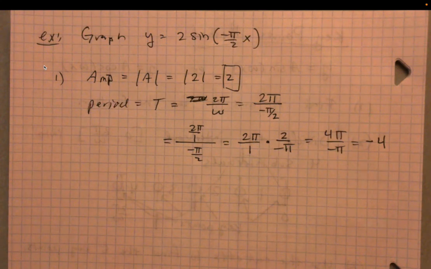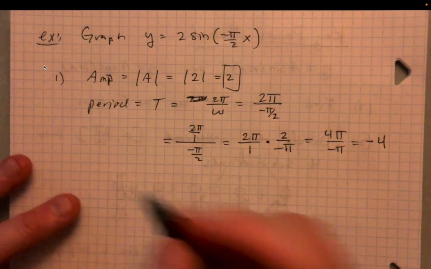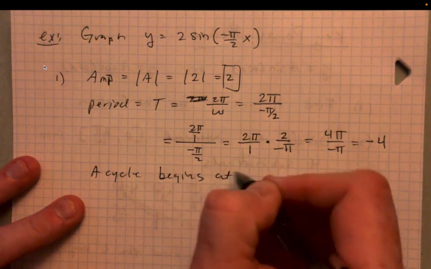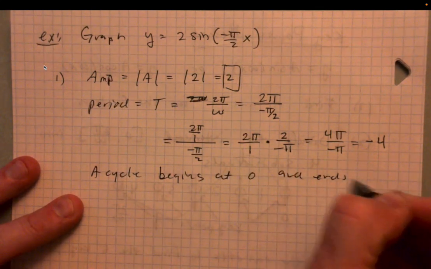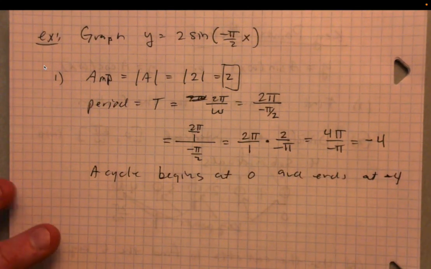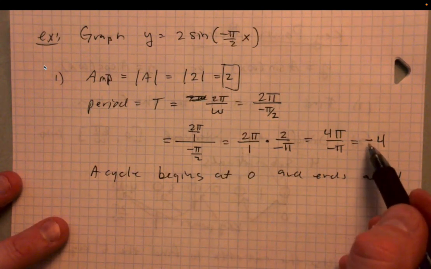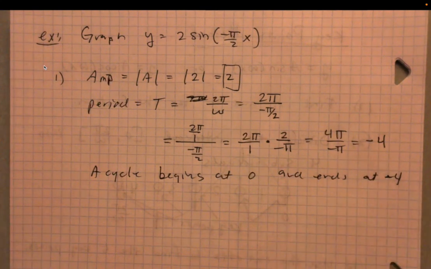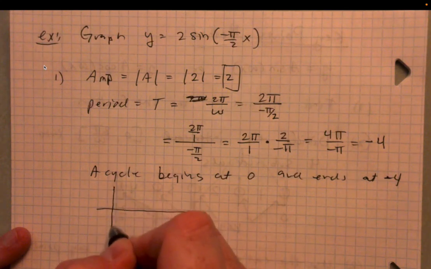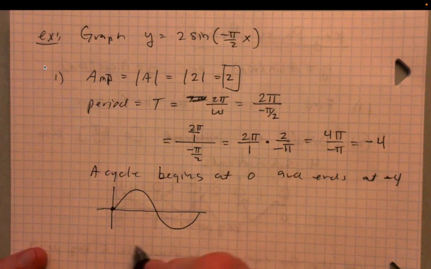Okay, so what this means is that a cycle is going to begin at 0 and ends, in this case, at negative 4. Now, because we're talking about the sine function, the fact that it's negative tells you that the graph is going to go in the opposite direction. Right, so normally the sine function would look like this. It would start low and it would go up like this, right? This is normal.